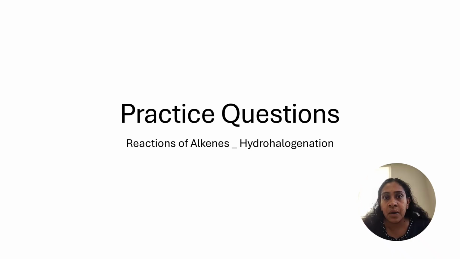In this video, we are going to review hydrohalogenation reactions of alkenes and work through several practice questions. As we go through these examples, we will focus on three important ideas: Markovnikov rule, carbocation stability, and carbocation rearrangements. These concepts will help us predict the major product when an alkene reacts with a hydrogen halide such as HCl or HBr.